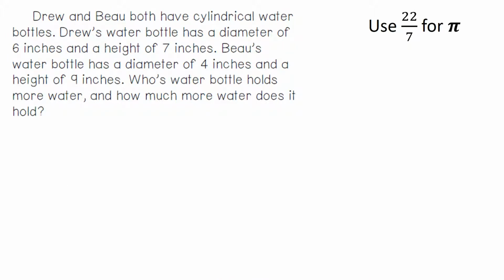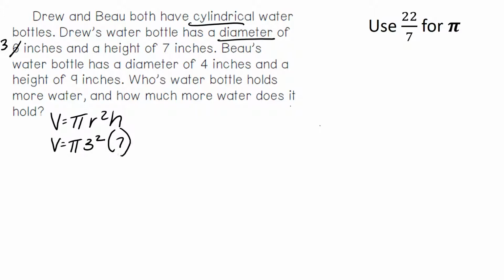Drew and Bo both have cylindrical water bottles. Because it tells us it's a cylinder, we know we're going to use our equation V equals pi r squared h. Drew's water bottle has a diameter of 6 inches and a height of 4 inches. So it tells us the diameter. We don't want the diameter, we want half of that. So we're not going to use 6, we're going to use 3. So 3 squared and our height of 7. Remember, this one is Drew's water bottle.